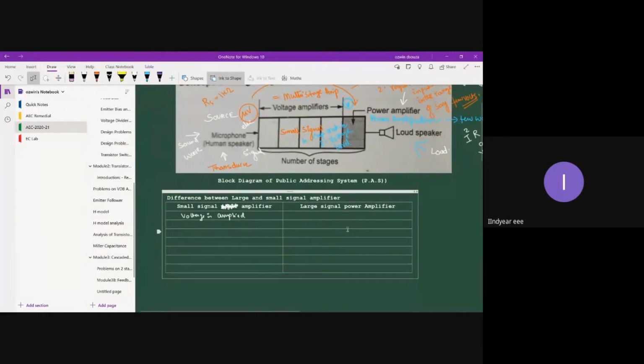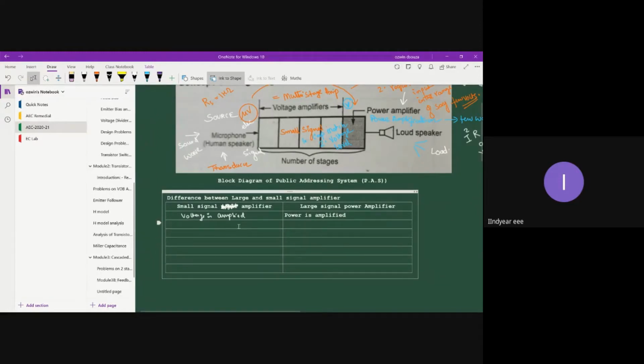On the other hand, in case of large signal power amplifier, what is getting amplified? Power. Power is amplified. That's the first difference.